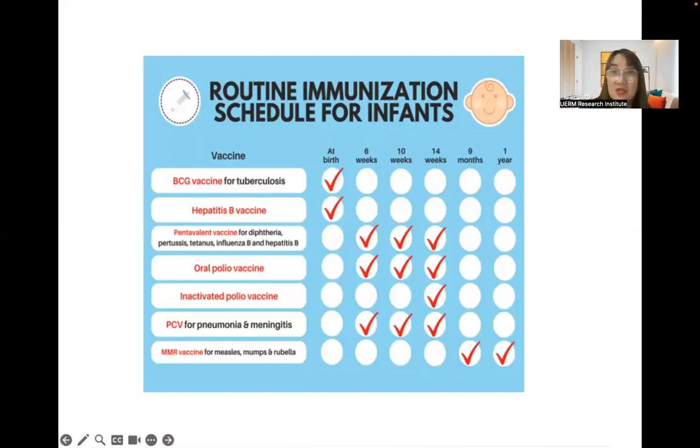So these essentially are the vaccines before 1 year of age. 1 BCG vaccine, 3 doses of Hep B, 3 doses of DPT, and then 3 doses of influenza B, oral polio vaccine, 3 doses, 1 dose of inactivated polio vaccine, PCV, and measles and MMR.